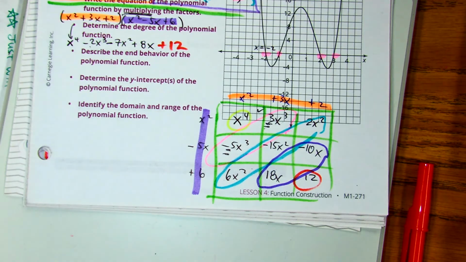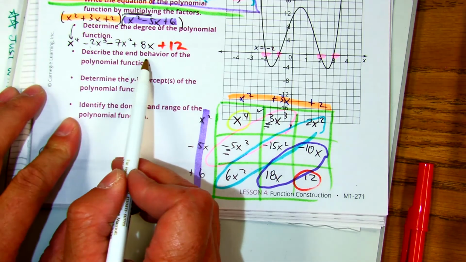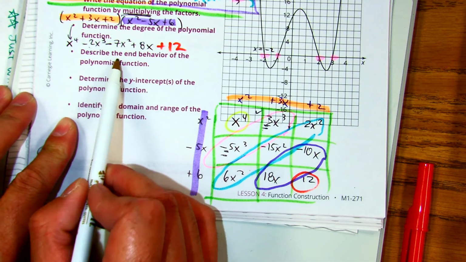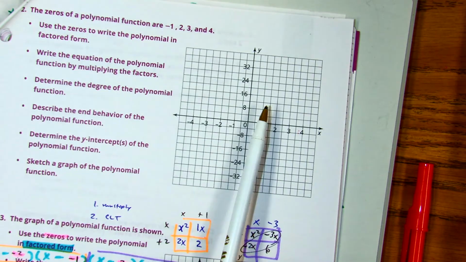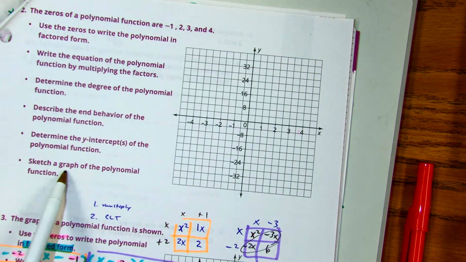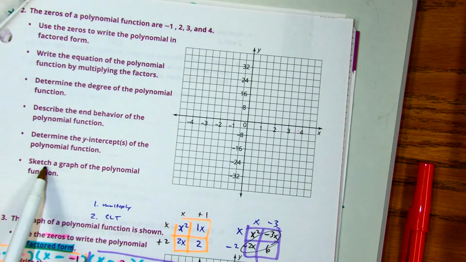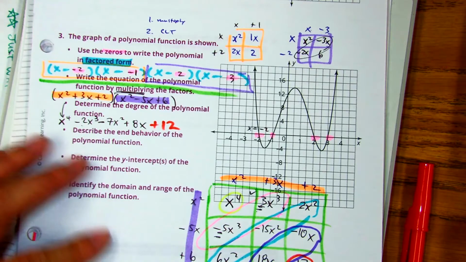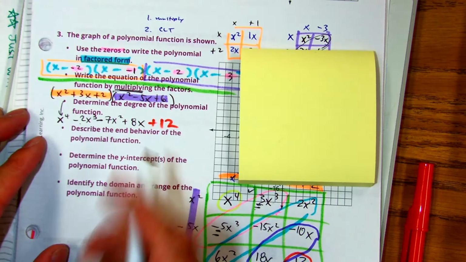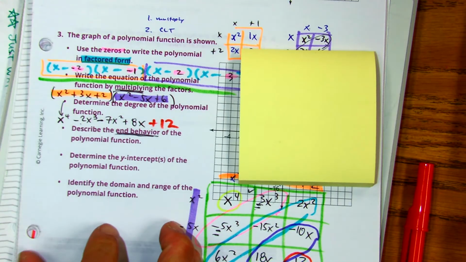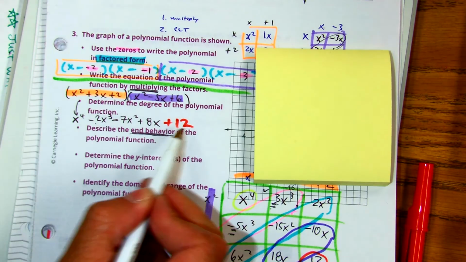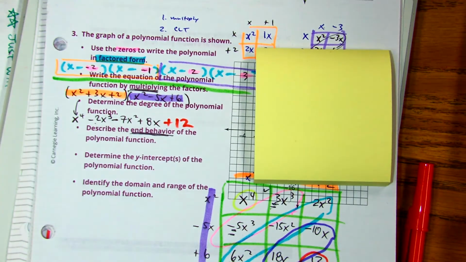Now, the end behavior, we got lucky on this graph because it actually has a graph. In the next question, you won't have a graph, and it actually asks you to sketch the graph at the very end. So let's pretend there is no graph. How would you know what the end behavior is? Put your finger somewhere on the polynomial. There are two ways to know how to write that.